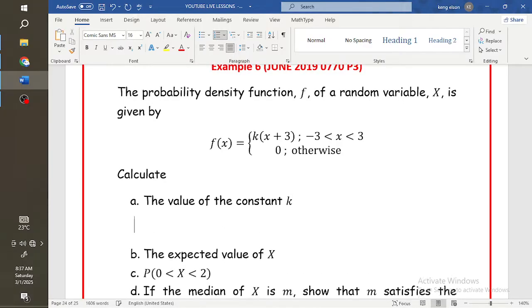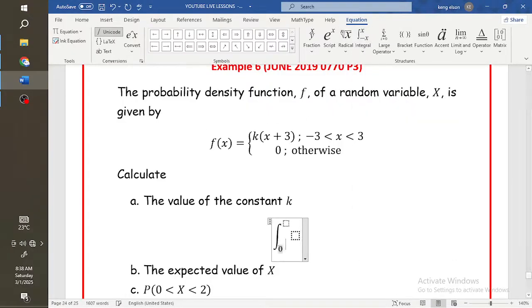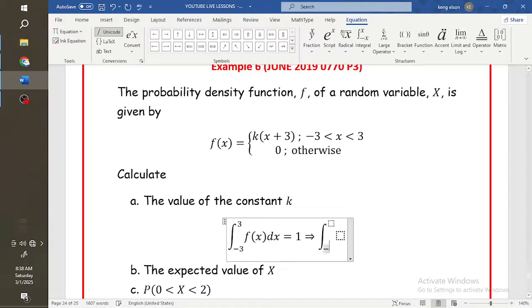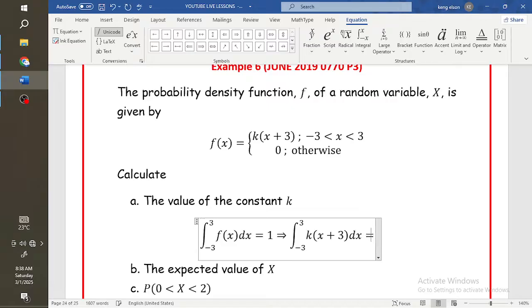Like we said, there is no need for us to be writing the history again, but in the exam you must write the history that since x is a continuous random variable and f is the probability density function, then the integral from minus 3 to 3 of f of x dx must be equal to 1. This means that we have the integral from minus 3 to 3 of f of x, which is k into x plus 3 dx, must be equal to 1.